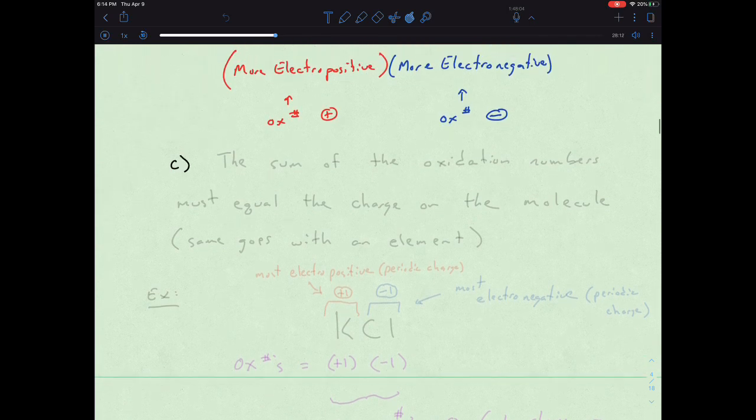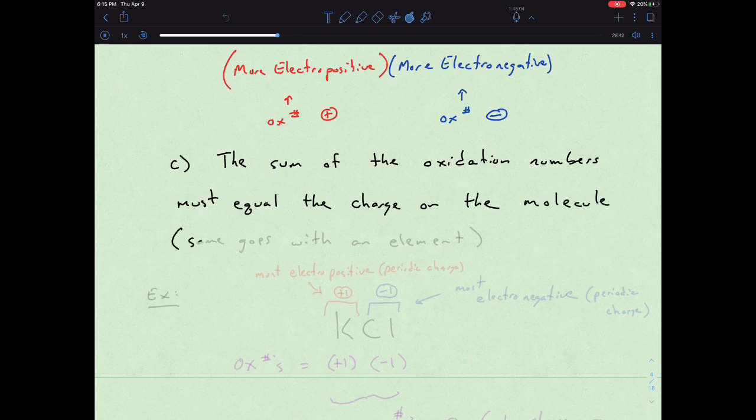Part C, the sum of the formal charge, of the oxidation numbers must equal the charge on the molecule. And that's the same with an element, which we talked about already above.